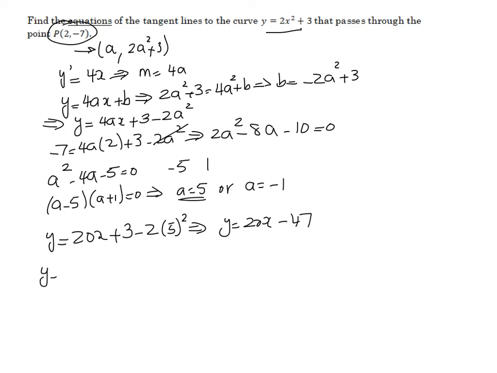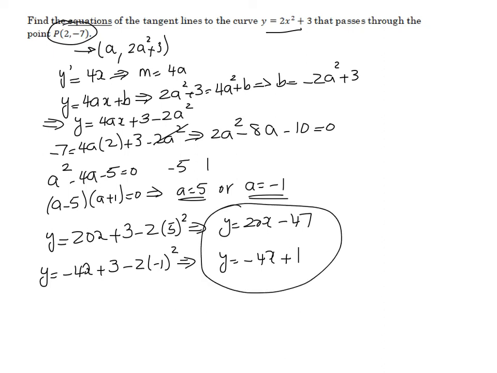The other one, y is equal to 4a. a is negative 1, the next one. So negative 4x plus 3 minus 2a squared. So it's going to be 2 times negative 1 squared. So this gives us y is equal to negative 4x. Negative 1 squared is 1. Negative 2 times 1 is negative 2. 3 minus 2 is going to give us plus 1. So the two tangent lines are y equal to 20x minus 47 and y equal to negative 4x plus 1.